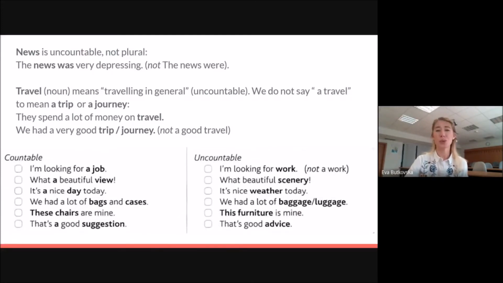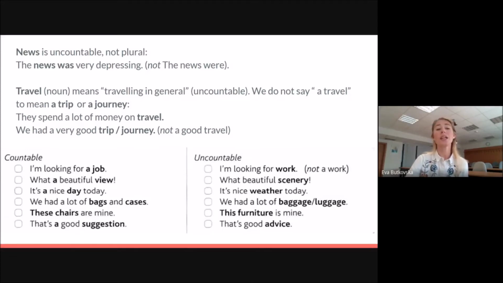So for example, news on TV, news is uncountable. But be careful, it is not plural. So we would say the news was very depressing, or the news is very depressing. So it's not plural. We cannot say the news were or the news are. Think about it and remember, news is uncountable, but not plural.